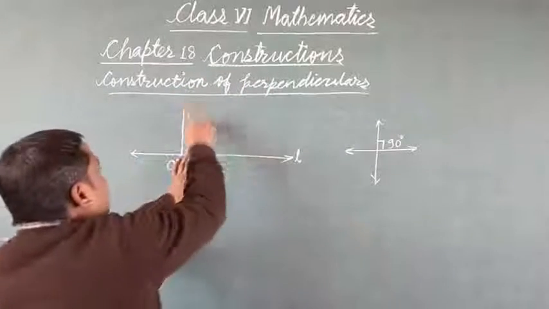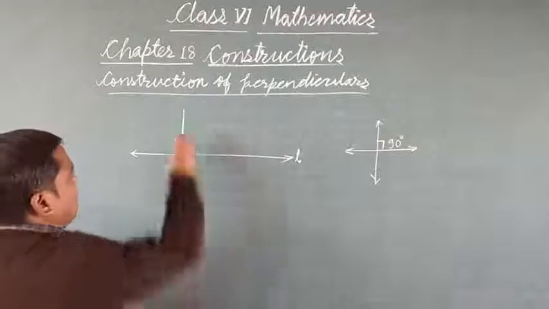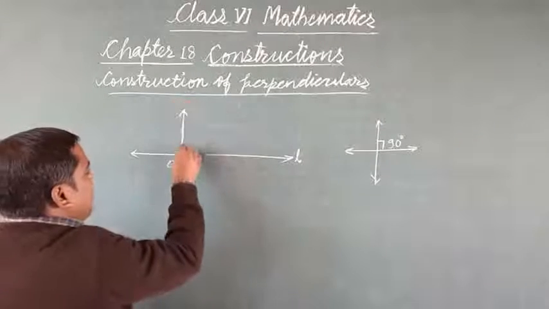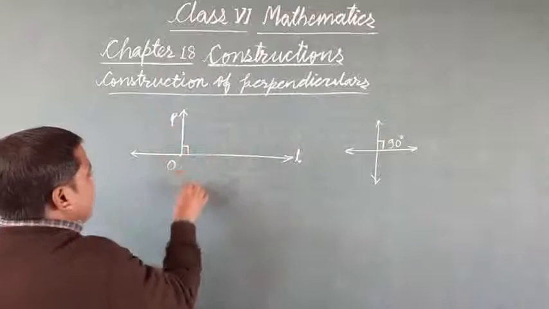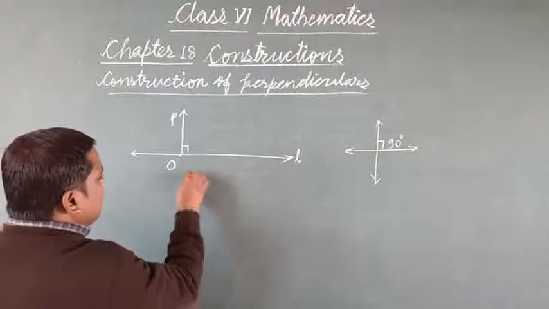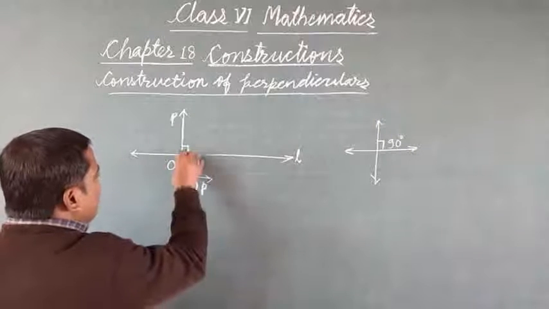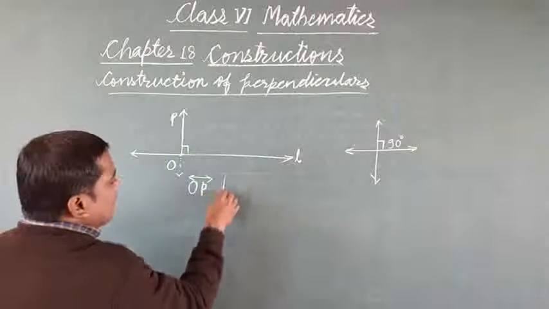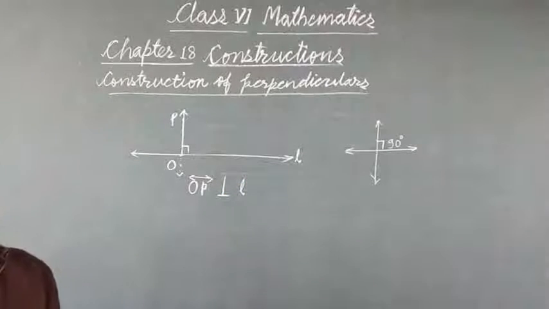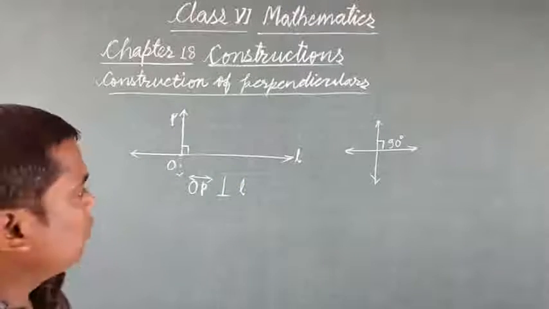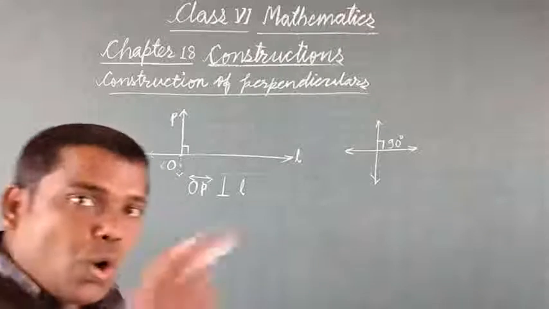So this is the required line which is perpendicular to line L. Say P, then you can write line OP. You can extend this side also. Line OP is perpendicular to line L. This is the condition where the point is on the line.